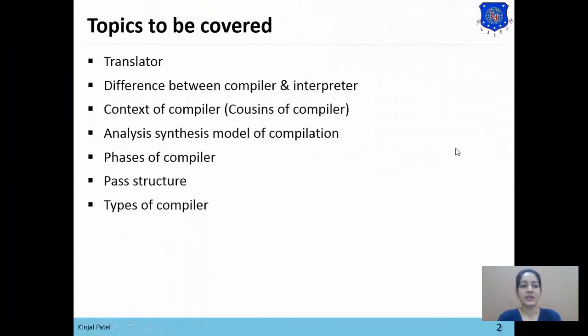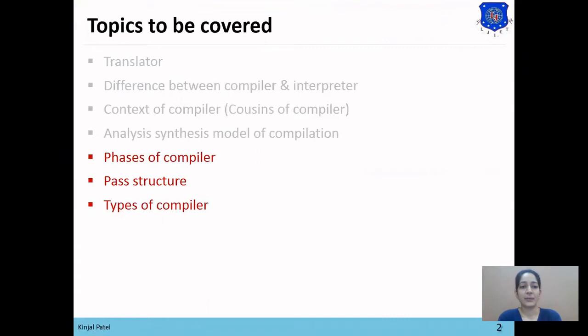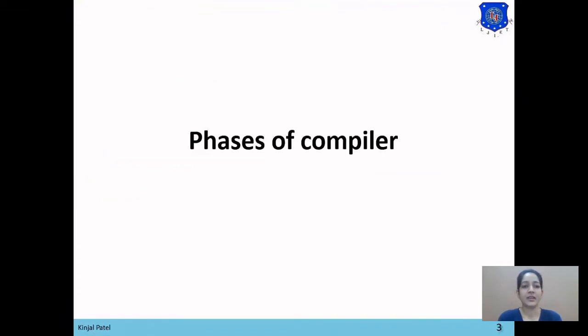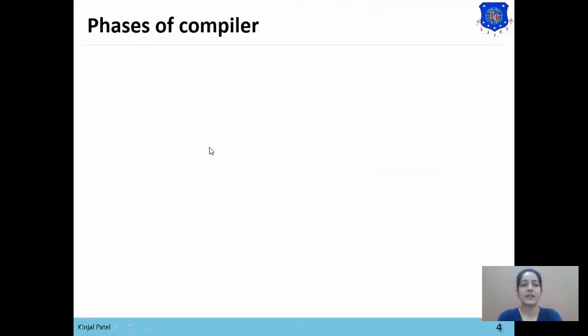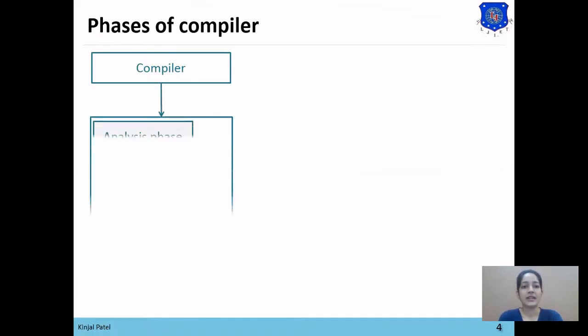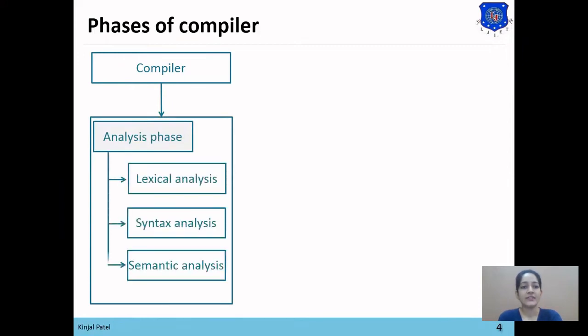In this lecture we will learn phases of compiler, path structure and types of compiler. So first topic is phases of compiler. Compiler consists of two subphases. First one is analysis phase and second one is synthesis phase. So analysis phase has three subphases. First one is lexical analysis, second one is syntax analysis and third one is semantic analysis.